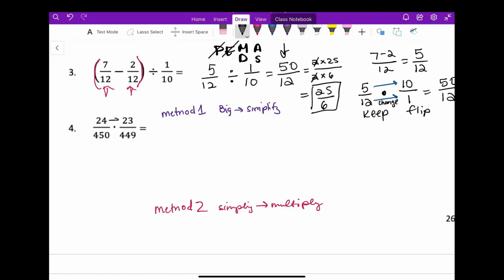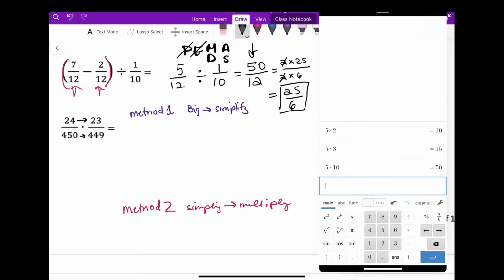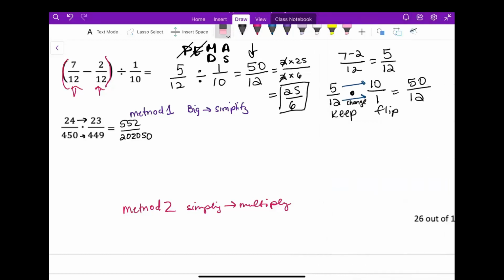I always remind you to multiply. All we do is multiply numerator with numerator, denominator with denominator. These are big numbers. In fact, I can't quite do that in my head, so let's take out our calculator. 24 times 23 is equal to 552. And then 450 times 449. So method one, you see how we ended up big, and now we have to simplify.